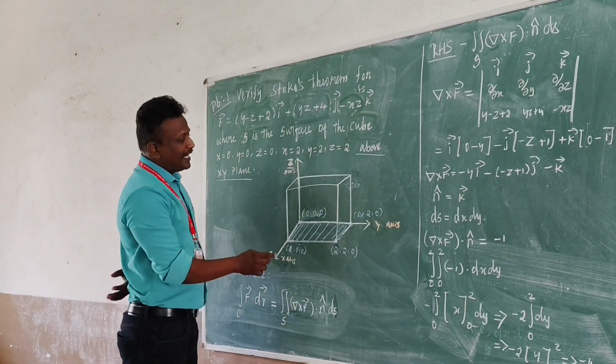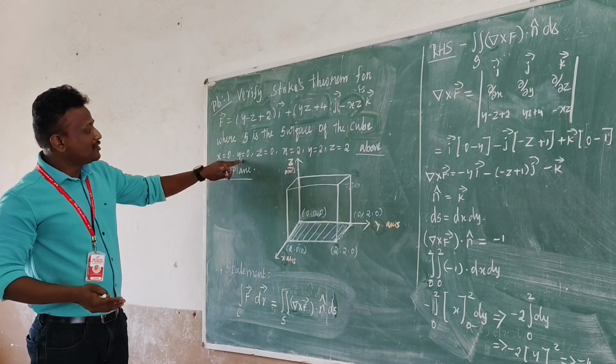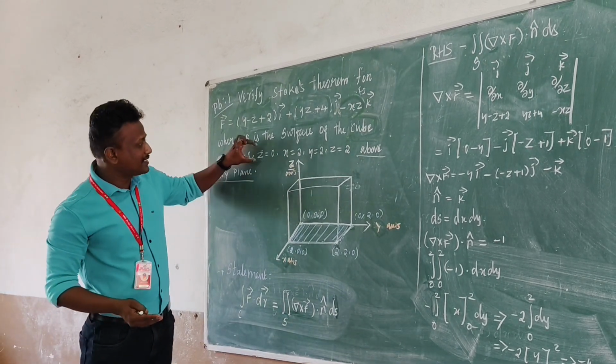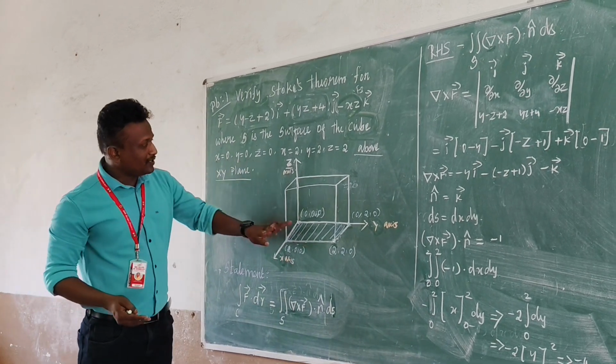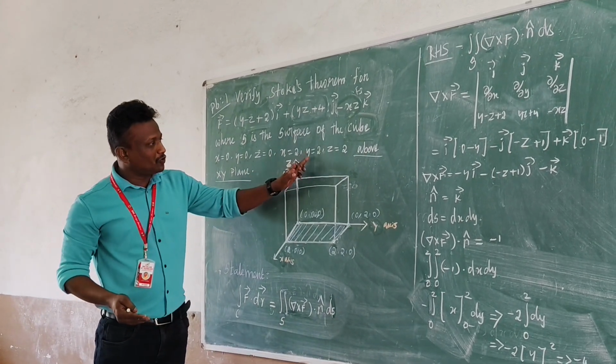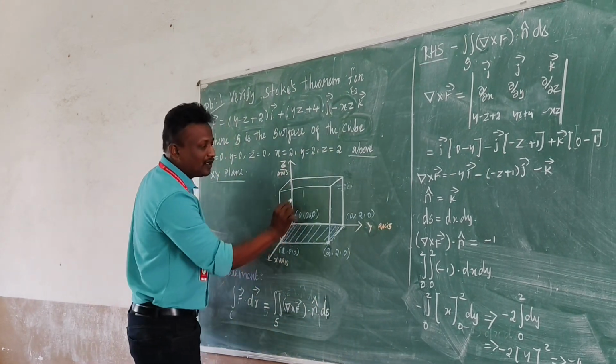Here we have to understand a lot so that we can proceed with our sums. First we need to draw the cube for this given data. Here x equal to 0, y is equal to 0, and z is equal to 0. Similarly, x equal to 2, y is equal to 2, and z is equal to 2. It is a cube, so you have to draw a cube.